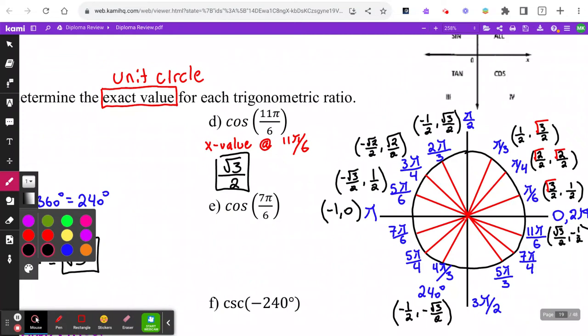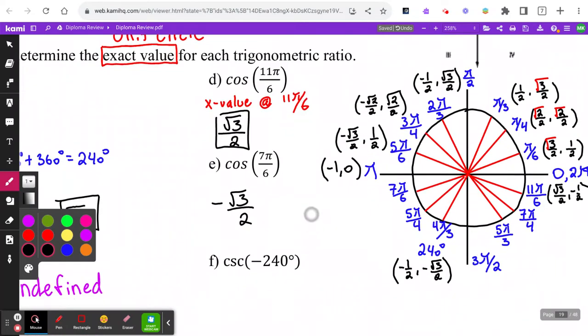Okay, if you look at E, 7 pi over 6 is on your unit circle. You're looking for the x value at 7 pi over 6. That'd be negative root 3 over 2. And cosecant of negative 240.